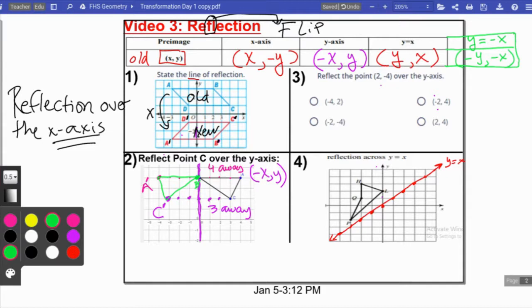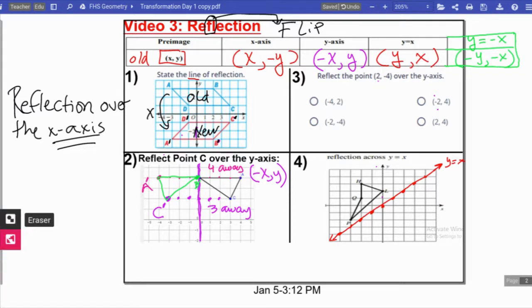Move on to number 3. How do we do this one? This one wants me to reflect the point 2, -4. This was the x, this was the y. First, I start by writing the rule. What's the rule for over the y-axis? The rule for over the y-axis is this right here. The letters did not switch, but they made the left side negative.